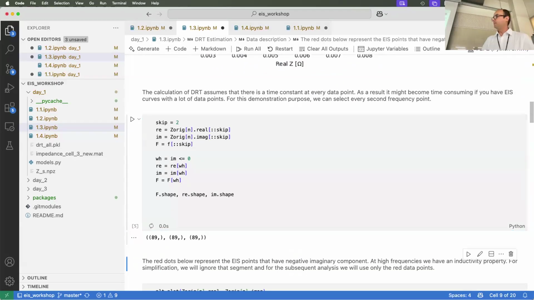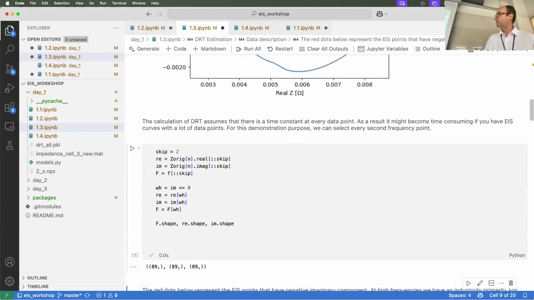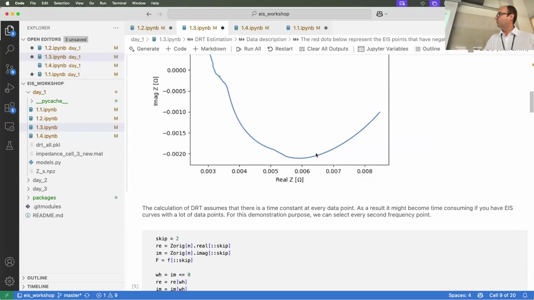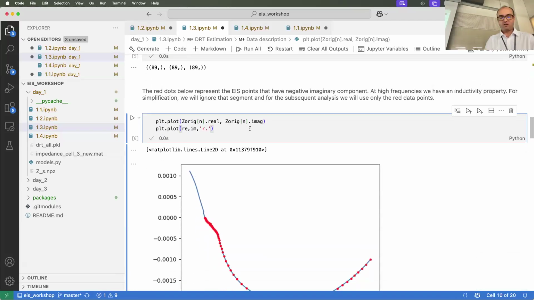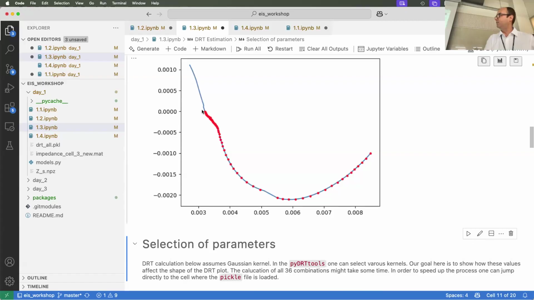Our measurements are quite dense, so in order not to lose too much time, I take every second point of the measurement, and I take only the negative value of the impedance, not to play with the inductivity. You can do it just for the sake of demonstration. So I have these red points here, and from these red points, I would like to calculate a DRT curve. So let's do it.